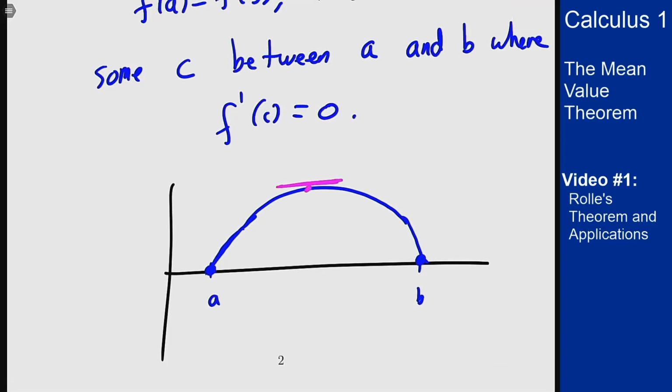The point is, if I start at a at 0 and end at b at 0, I have to turn around somewhere in the middle. And that turnaround point is a horizontal tangent, is a point where the derivative is 0. We'll see the proof in a future video.